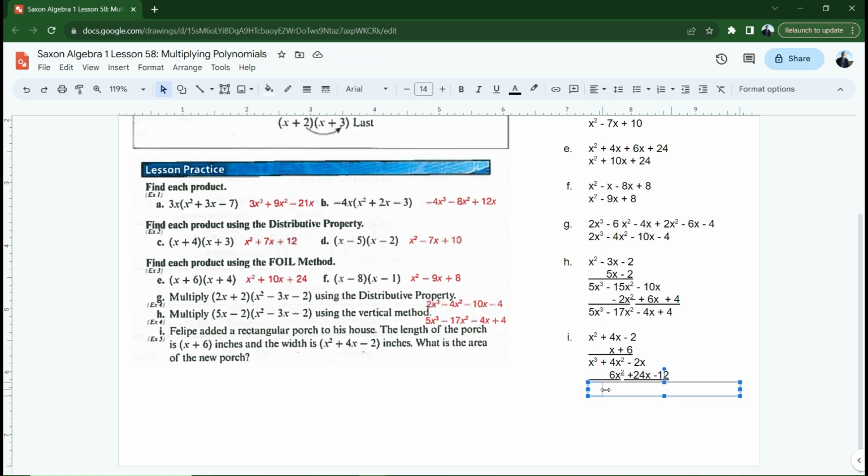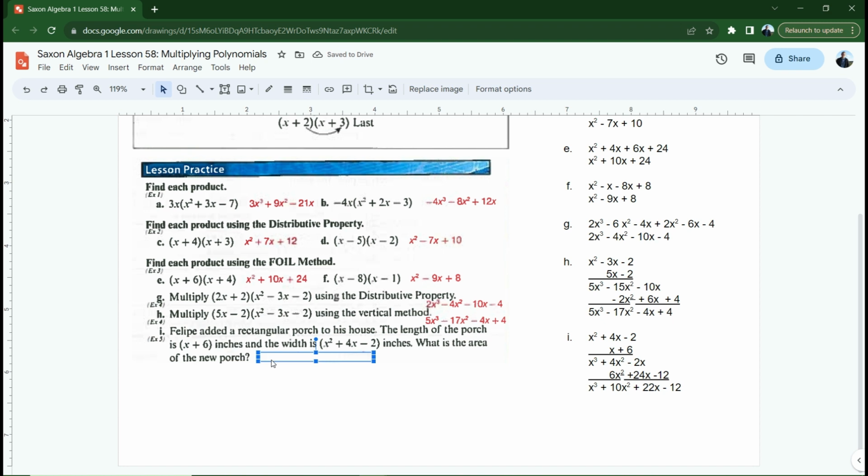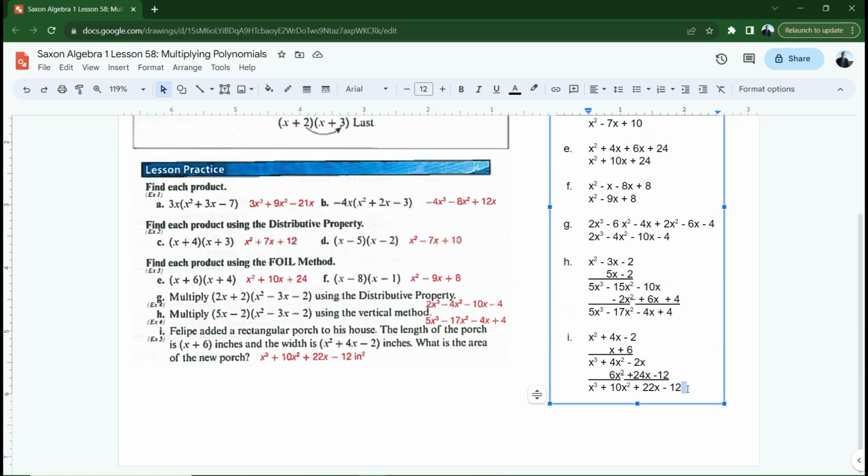X cubed plus 10x squared, plus 22x minus 12. And that is the polynomial I get when I multiply those two together. Here's the answer. Let me just check. It looks like it's all right. The only thing I was missing was my label. I'll just go ahead and put that on. It's inches squared. All right, and that is how you multiply polynomials. You are ready to do numbers 1 through 34 next time.